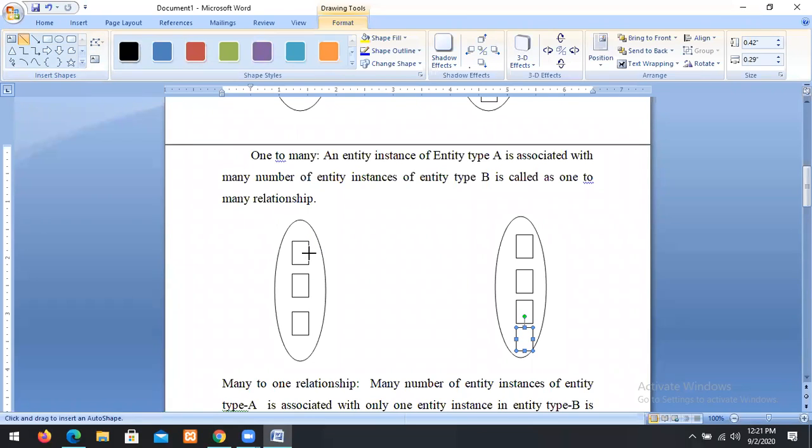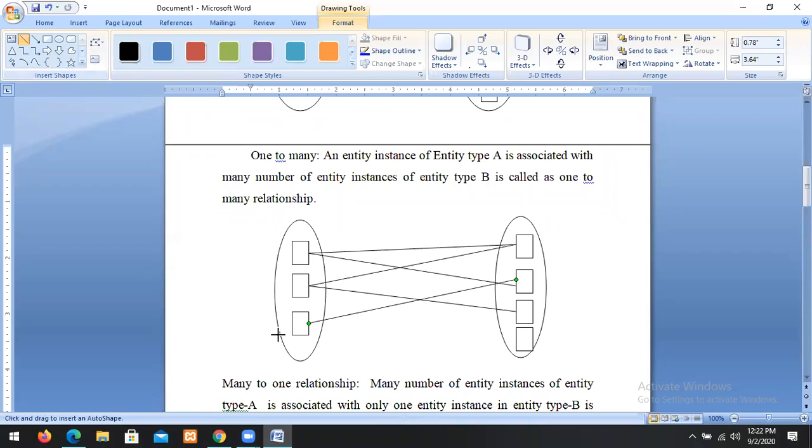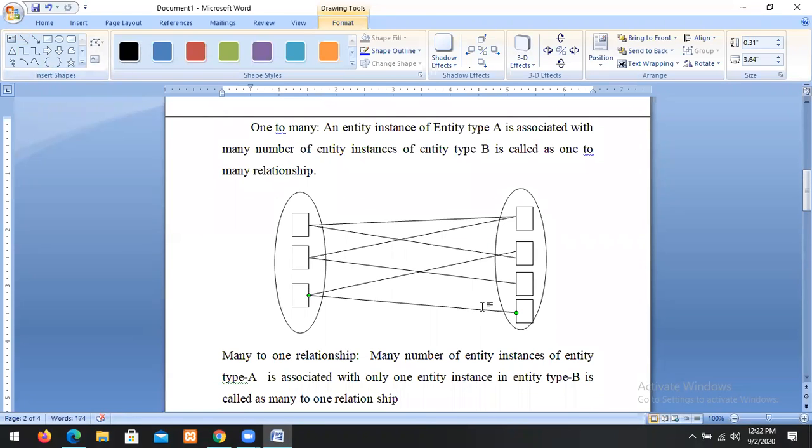So we take one entity instance of A, which is associated with many entity instances of B. This is called one to many. These are the entity instances 1, 2, 3. If you assign numbers, it will be good. One entity instance of A is associated with many entity instances of B. That is what we call one to many.